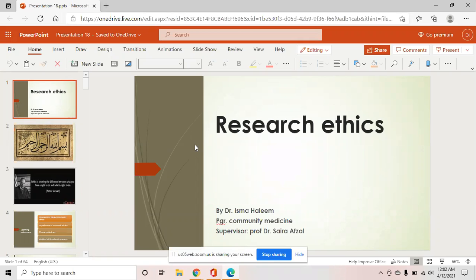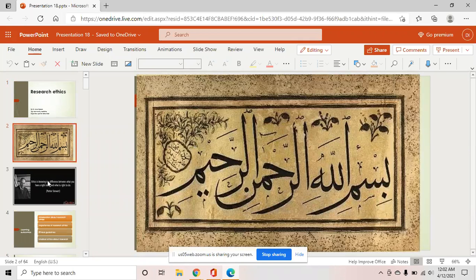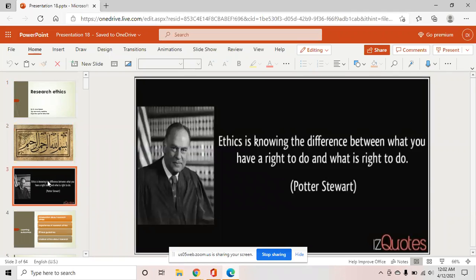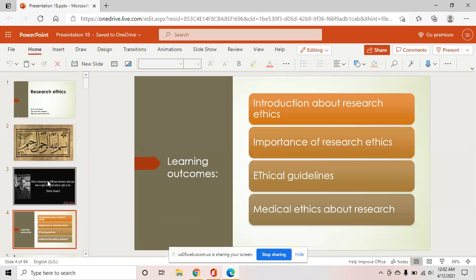Research Ethics by Dr. Ismaili. Bismillahirrahmanirrahim. Quote of the day: Ethics is knowing the difference between what you have a right to do and what is right to do.